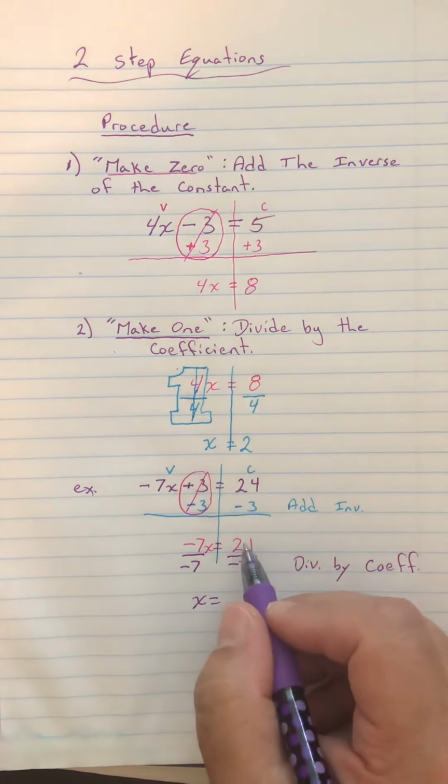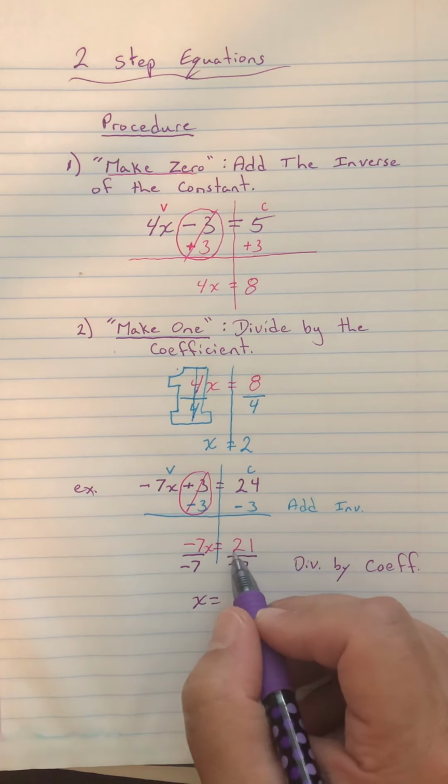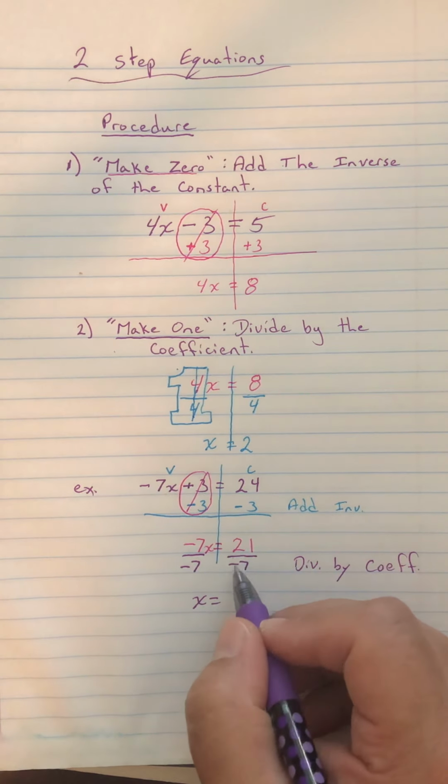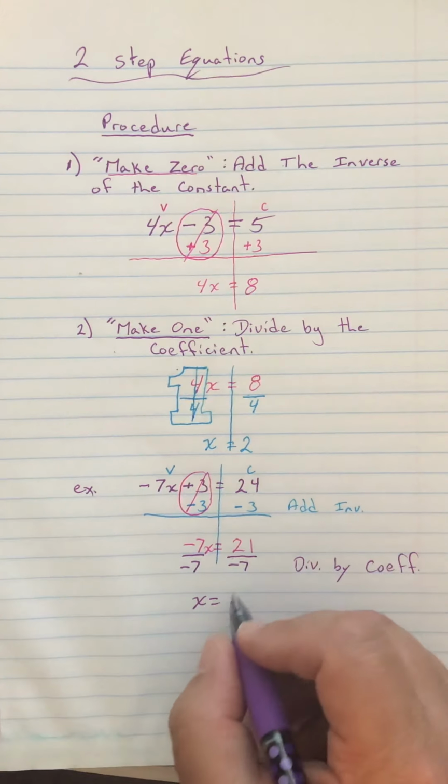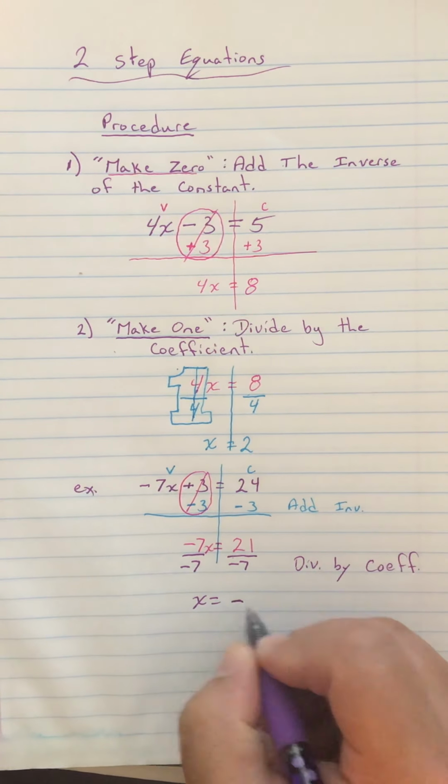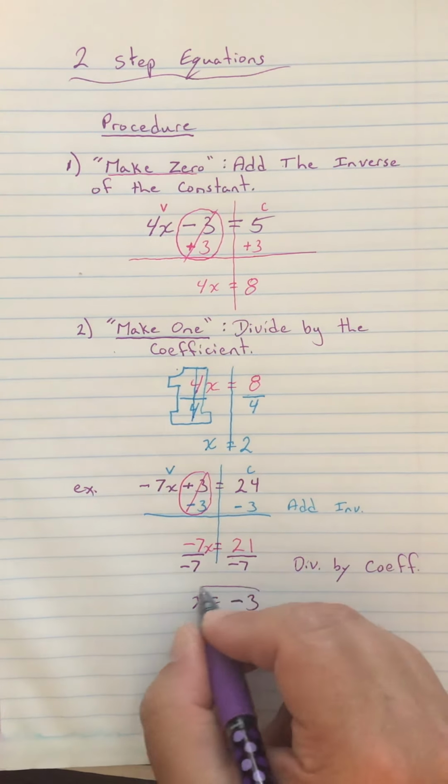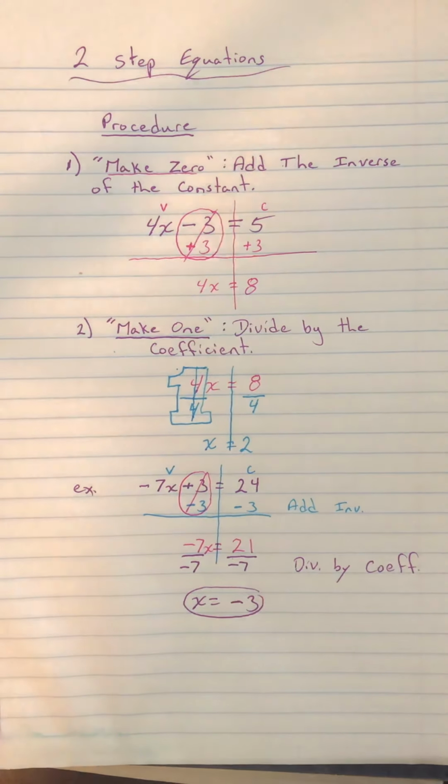Now on this side though, I have a positive number divided by a negative number. Since they're different signs, we're going to get a negative answer automatically. And we get negative 3.